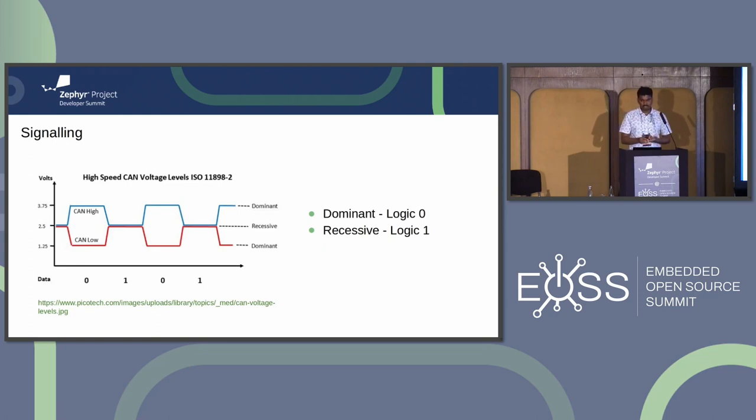It has two states, dominant and recessive. During dominant transmission, CAN high is driven to VCC and CAN low is driven to ground. And during recessive transmission, both the CAN high and CAN low are driven to rest around 2.5 volts. This is how our signaling looks like.